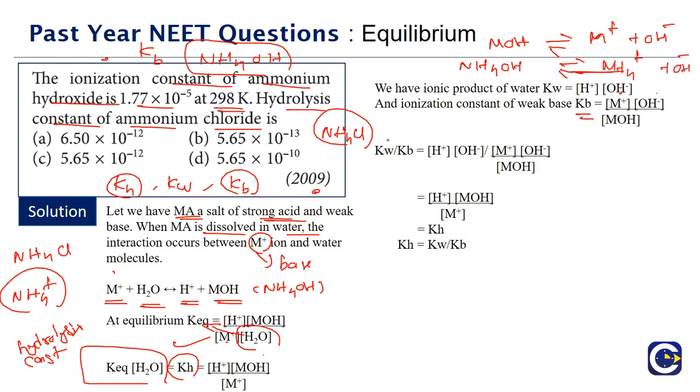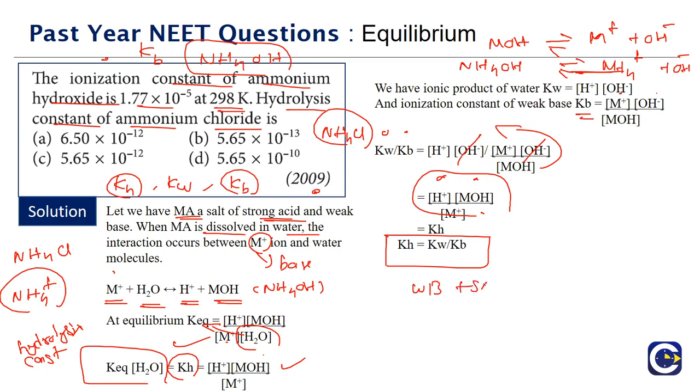If you do KW by KB, we can see that the OH- is cancelled, so the MOH will go to the numerator: H+ into MOH by M+. What is this? This is nothing but our KH value. So the relation is KH is equal to KW by KB. So if you have the salt of a weak base with a strong acid, the KH formula is KH is equal to KW by KB.